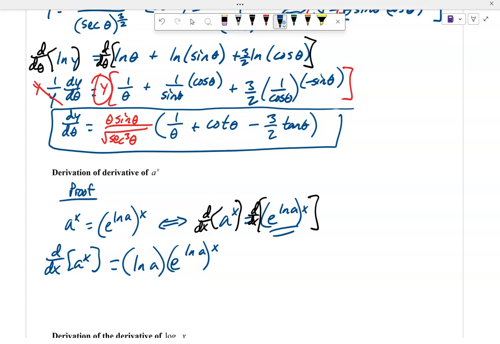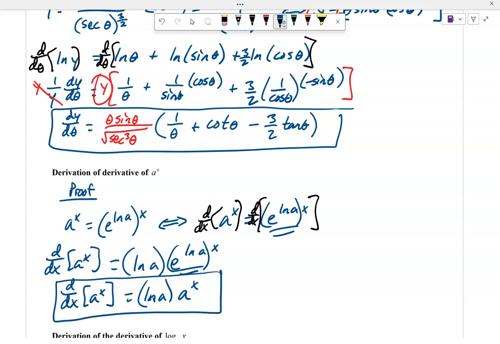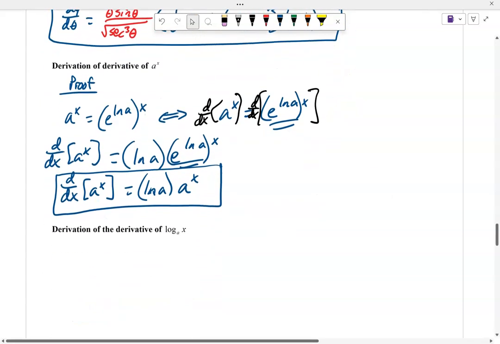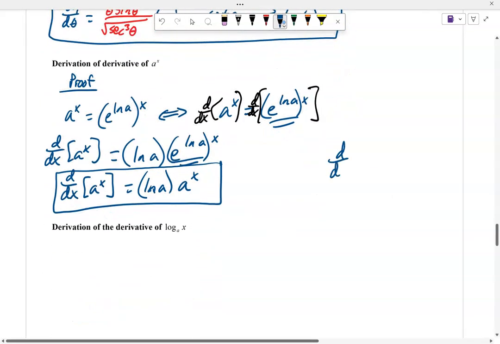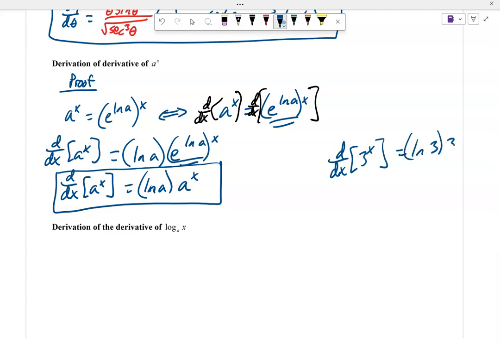So we'd end up with the derivative of a to the x being ln of a times this, which gives us a to the x. The derivative of a to the x is ln of a times a to the x. We'll use that quite a bit. So for example, the derivative of 3 to the x would be ln of 3 times 3 to the x.